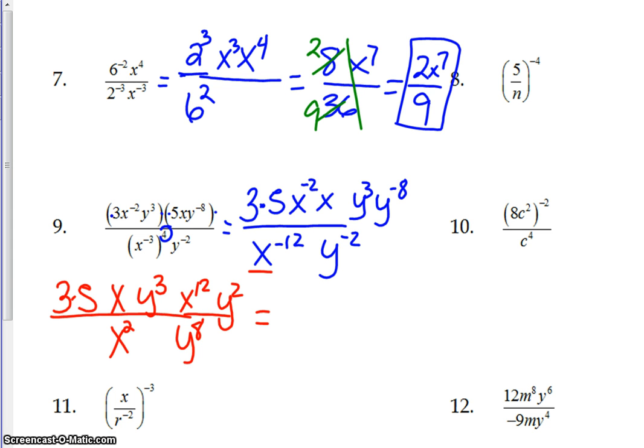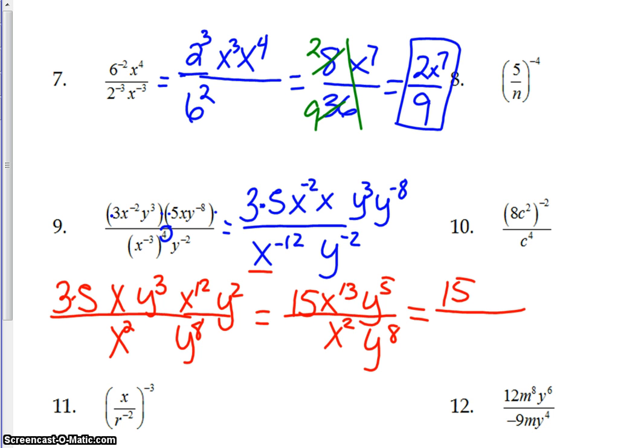Now I have all positive exponents, so now I can combine like terms or simplify by multiplying. So I have 15, I have x to the 13th in the numerator, and I have y to the 5th. In the denominator, it turned out to be x squared and y to the 8th. I'm running out of space here. The 15 remains. There's nothing to reduce it with the y's here.